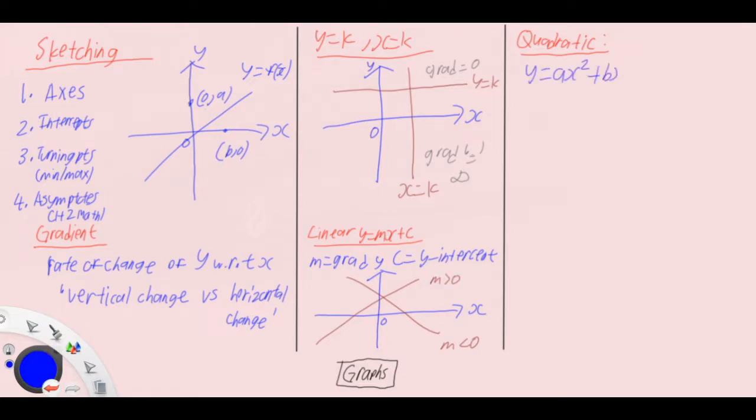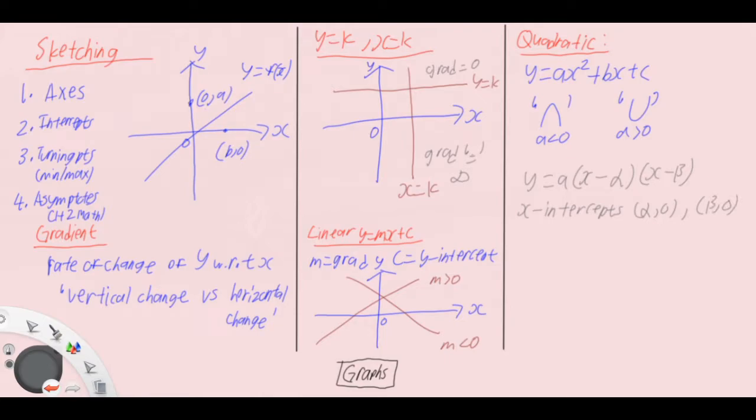Moving on to the quadratic general equation, ax squared plus bx plus c. If a is less than 0, you get a sad face. If a is bigger than 0, you get a smiley face. If y equals a times (x minus alpha) times (x minus beta), where alpha and beta are the two roots of the equation, your x-intercepts, the turning point, when you have this form, is at x equals the midpoint of the two x coordinates.